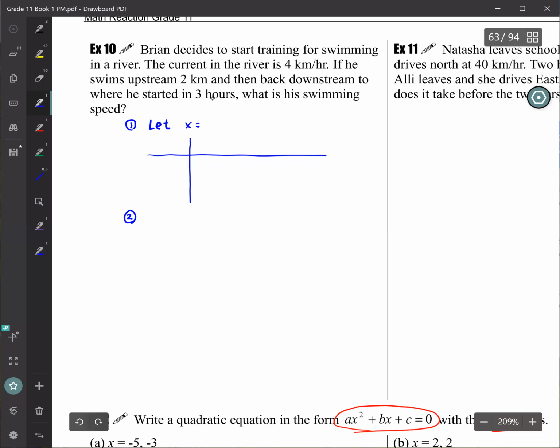This one we are all going to solve it, okay, to the end. But we need to make sure the equation is correct, okay? We have the going upstream, and the going down.